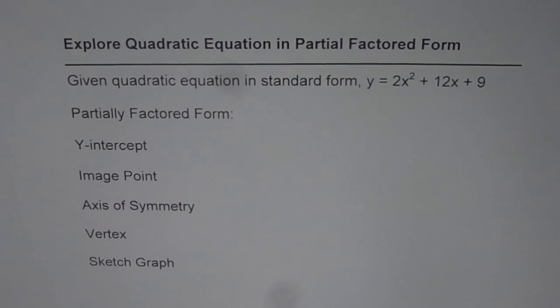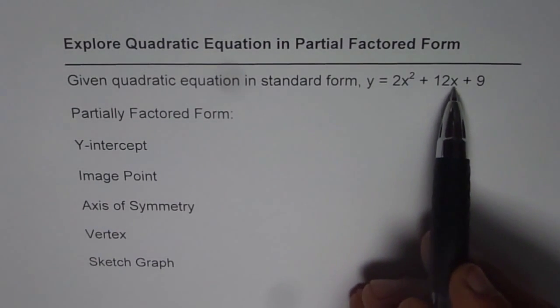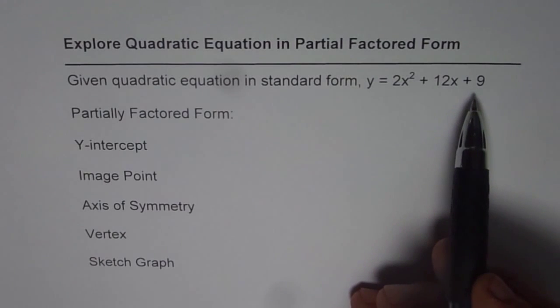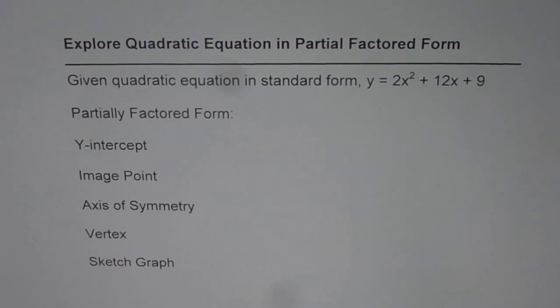I'm Anil Kumar, and in this video we will explore quadratic equation in partially factored form. So we are given a standard form equation. In this case it is y equals 2x squared plus 12x plus 9. We will see how to write this in partially factored form, how to sketch the graph, find maximum or minimum, and describe the characteristics of a quadratic function.